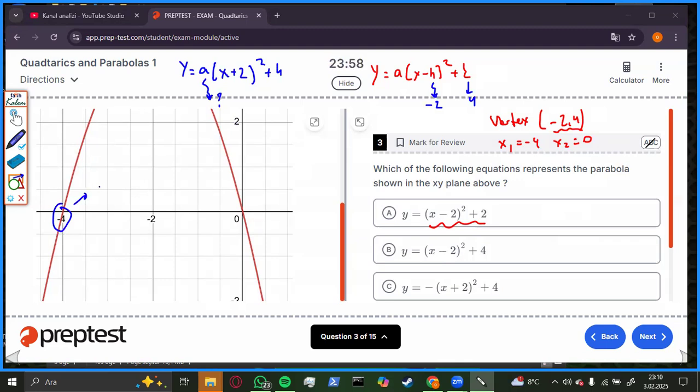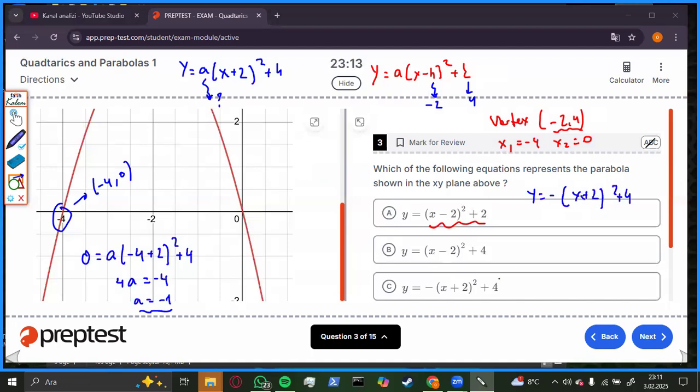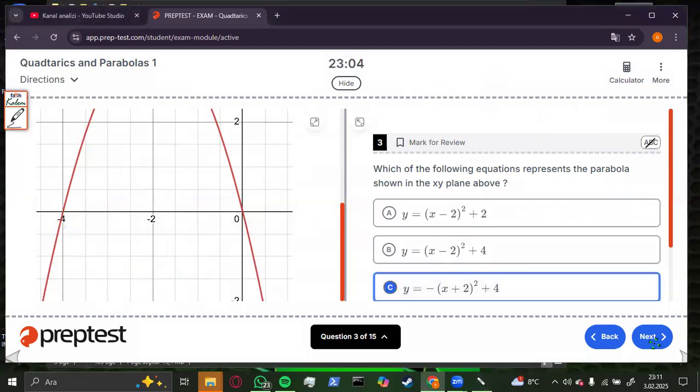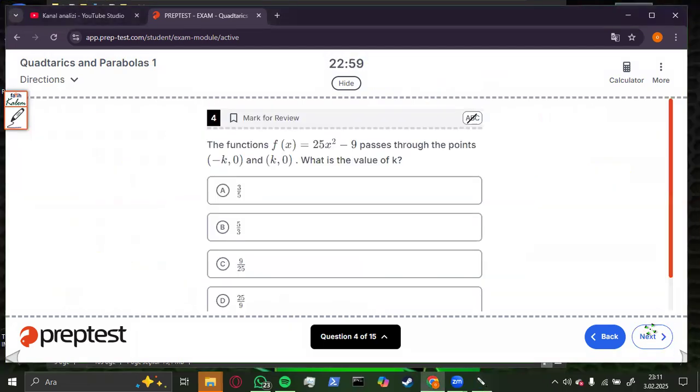If you use this point, y is 0. In other words, 0 equals a times (-4 plus 2) squared plus 4. So 4a is -4, in other words, a is -1. So our equation is y equals -(x plus 2) squared plus 4. As far as I see, option C is true for this question. Can everybody understand? Okay, good. It's really good.